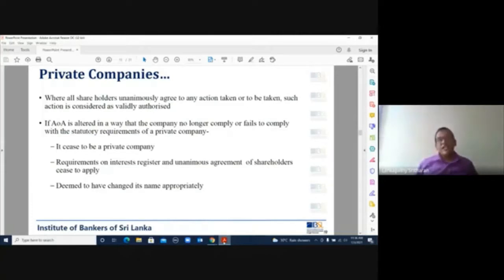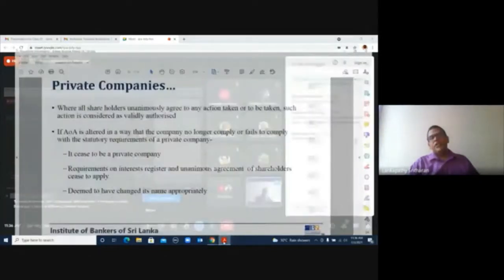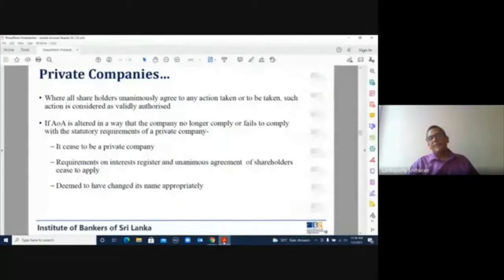Actually, what is the requirement for a private company? What is the name requirement of a private company? Does anybody know that? When a private company decides its name, or when they publish their name, there's a requirement under the Companies Act generally. What is the requirement if it is a private company? Can you give me an example for a private company?